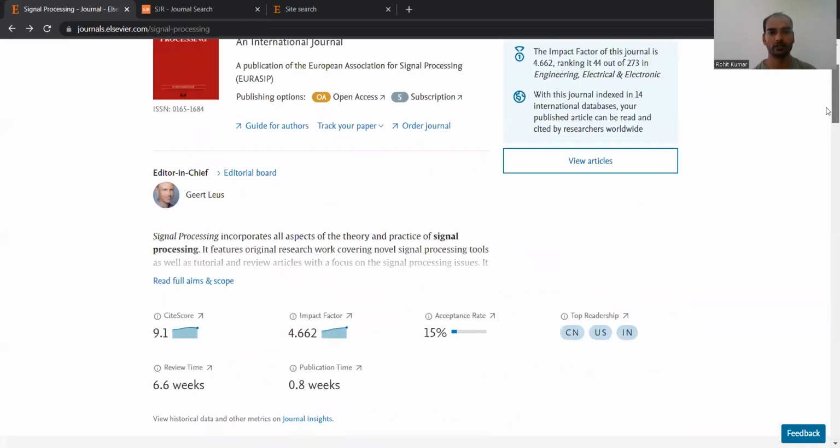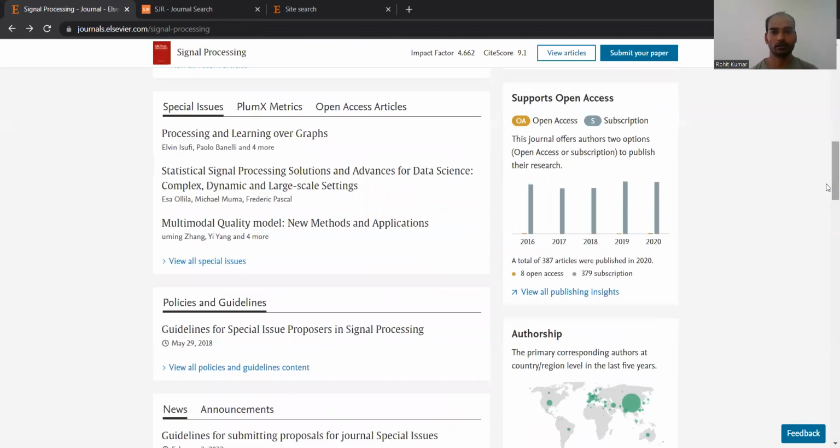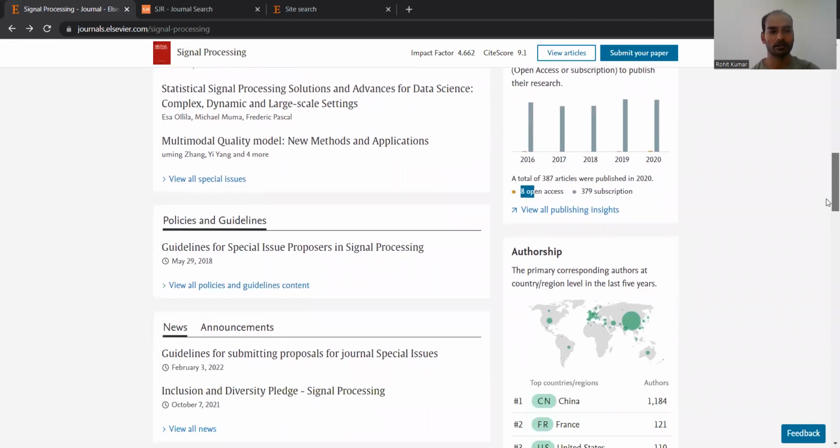So in this way, you need to give a tough fight to the other fellow authors in order to get accepted. Okay. Moving down, you can see that the open access and subscription based comparison is shown here. In 2017-18, it was almost nil in the category of open access, but in 16 there was a bit, then 19, and in 20 there were some articles. In 20, 387 articles were published, out of which 8 were open access. So in this way, you can see the usual focus of the journal.